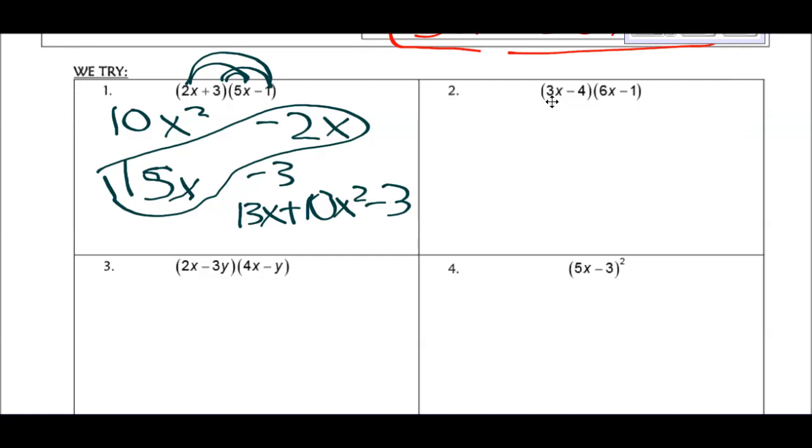Any questions before we go on to the next one? All right, so again, make sure you get every combination. 3x times 6x, 3x times negative 1, and then negative 4 times 6x and negative 4 times negative 1. Try that on your own. Right now.